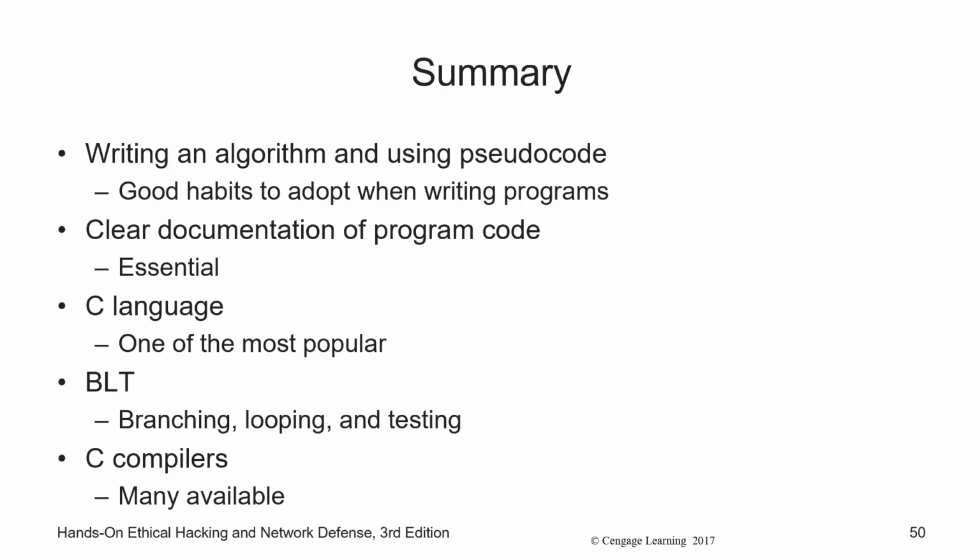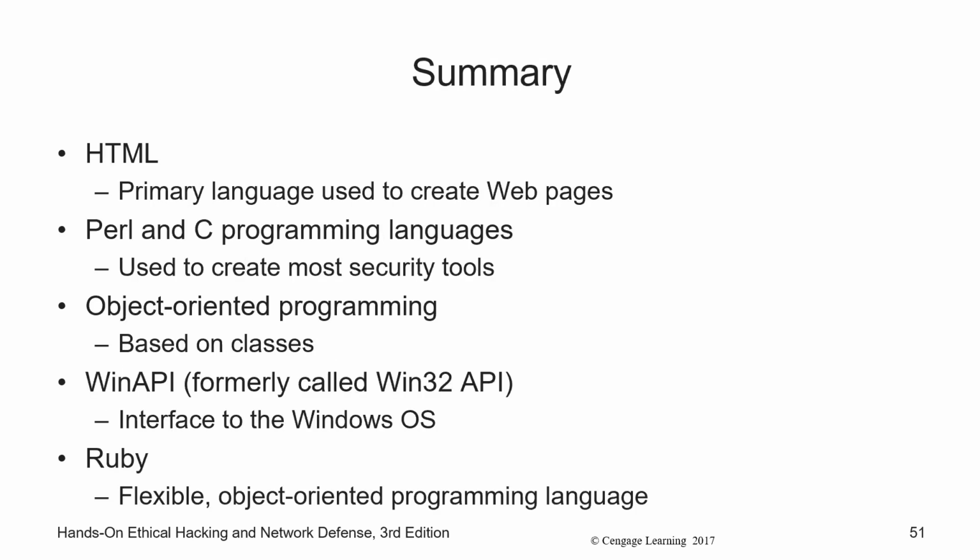C's pretty popular if it's 1980. Bacon, lettuce, tomato: branching, looping, and testing. C compilers, there's lots of them. Remember Intel, Microsoft Visual C++, GCC, those are your most common. HTML isn't a real programming language. If someone tells you they can program and the only language they know is HTML, they're not a programmer. Perl and C are programming languages, yes, but remember C is compiled and Perl is interpreted.